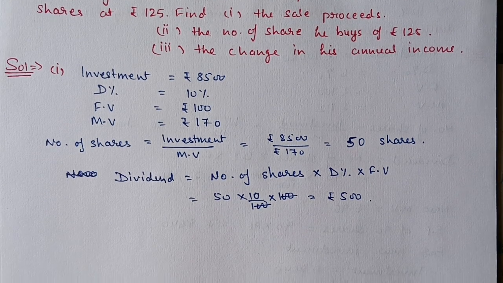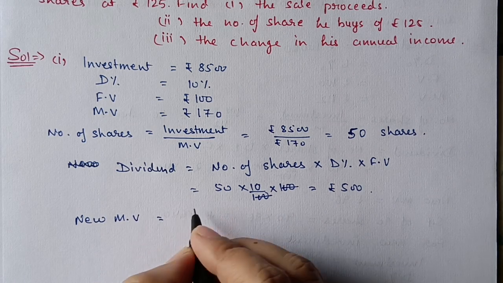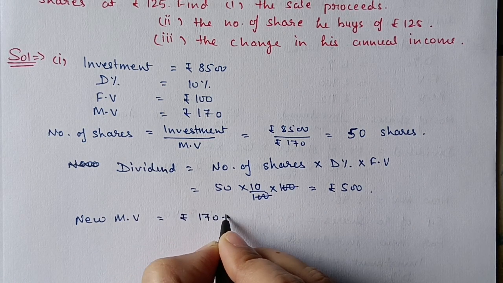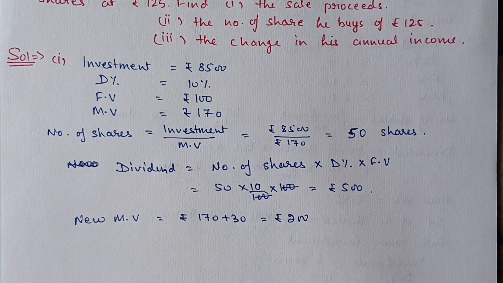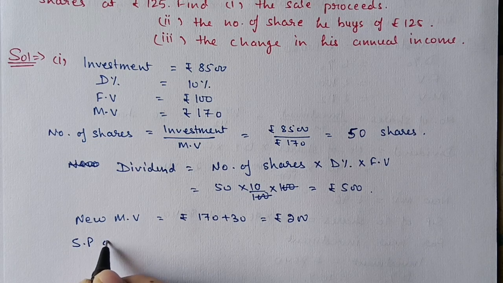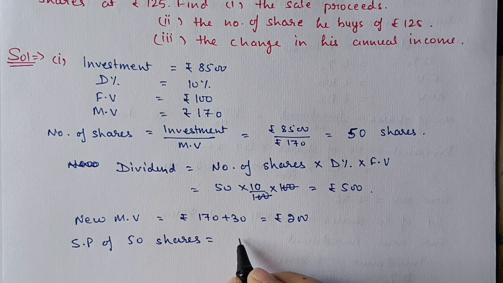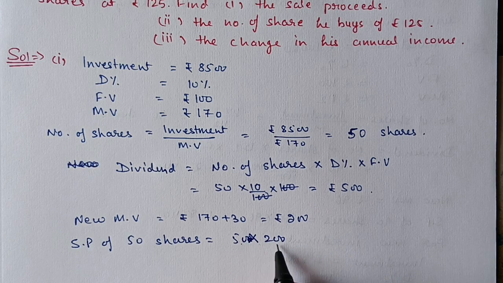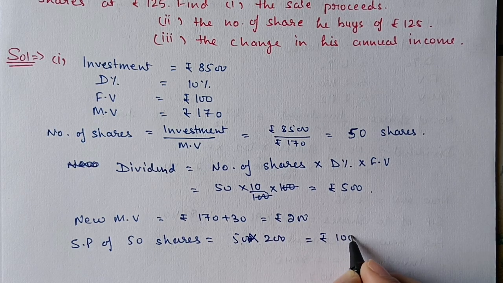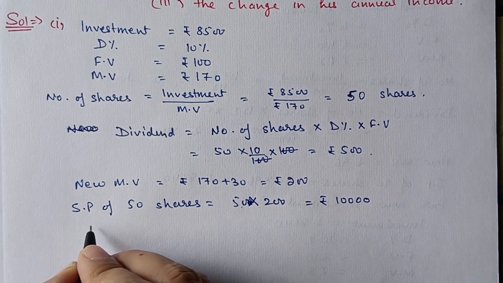Now the price of the share has increased by 30 rupees. It means the new market value is 170 plus 30, 200 rupees. Now at this time he sold all the shares. So the selling price of 50 shares will be: 50 shares he is having and each share is of 200 rupees. So 50 into 200 means 10,000 rupees. So the sale proceeds here is 10,000 rupees.